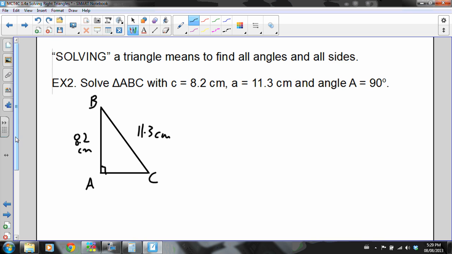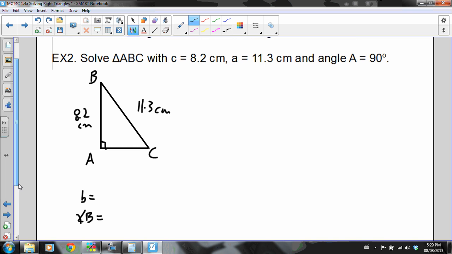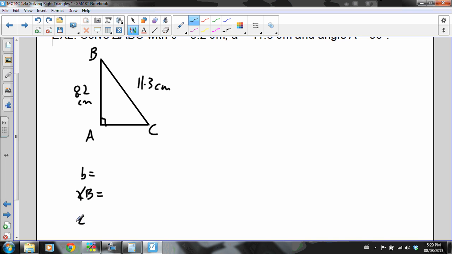Well, what are the things that we still need to solve? We want to find little side b. I'm going to leave that blank so we can find it. And we need to find the 2 angles. We want to find angle B and angle C. So I know I'm done when everything is written down, when this is full. How are we going to solve that? Let's find side b first. It doesn't matter. I could find an angle first, but let's find side b.